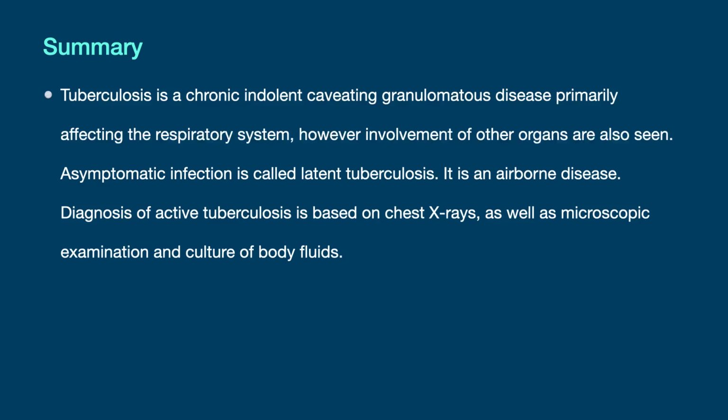In summary, tuberculosis is a chronic indolent cavitating granulomatous disease affecting the respiratory system. However, involvement of other organs are also seen. Asymptomatic infection is called latent tuberculosis. It is an airborne disease. Diagnosis of TB is based on chest x-rays as well as microscopic examination and culture of body fluids. Diagnosis of latent TB relies on the tuberculin skin test. Active TB is best treated with combinations of several antibiotics to reduce the risk of the bacteria developing antibiotic resistance.